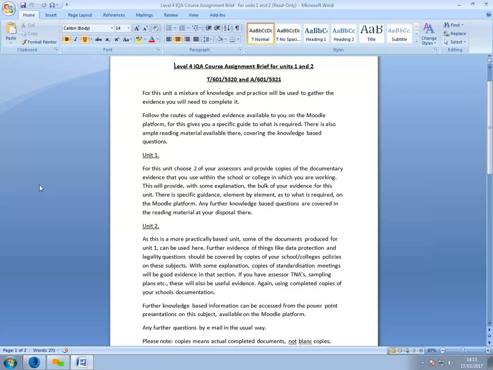For this unit, choose 2 of your assessors and provide the documentary evidence that you use within the school or the college within which you work. It will provide you with the bulk of your evidence for this unit. There is specific guidance, element by element, as to what is required on the Moodle platform. Any further knowledge-based questions are covered in the reader material at your disposal there.